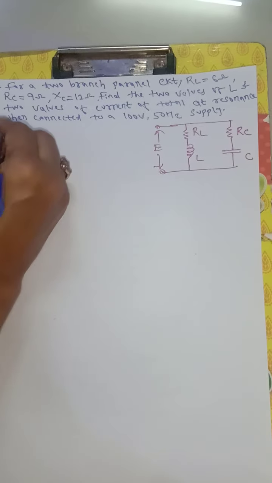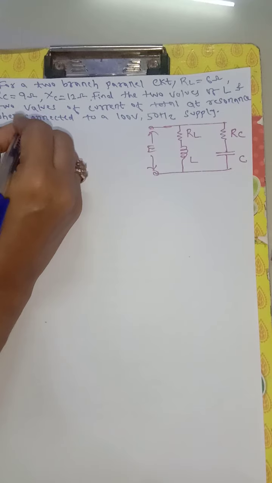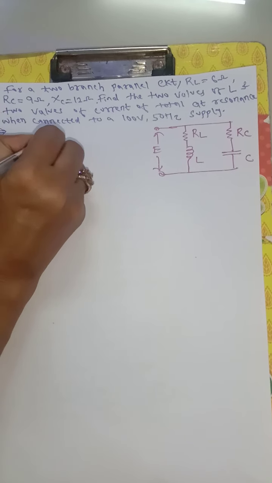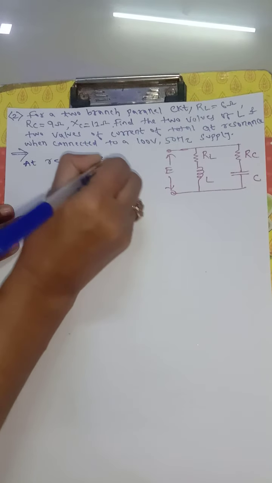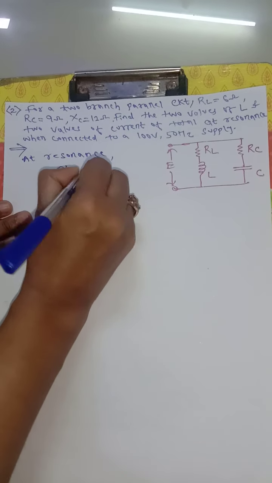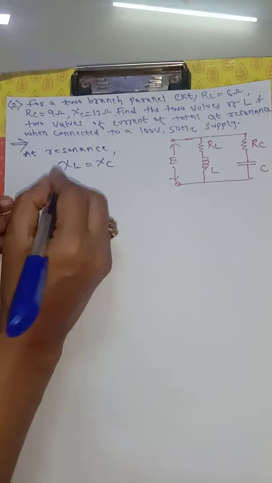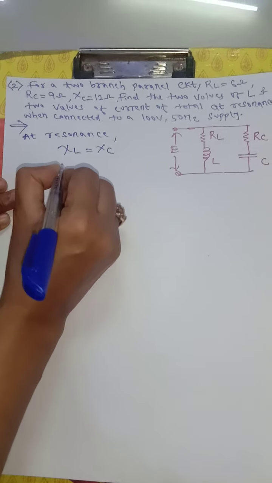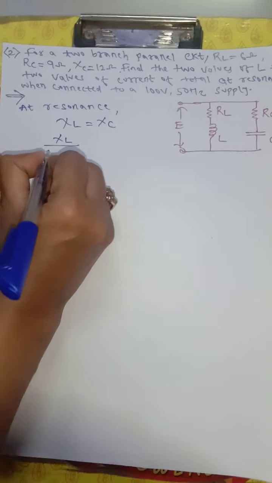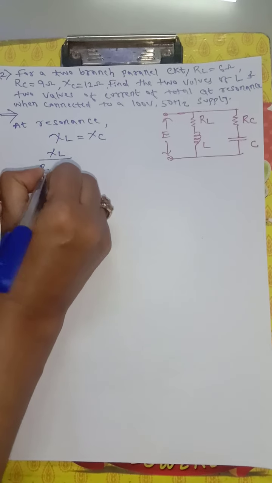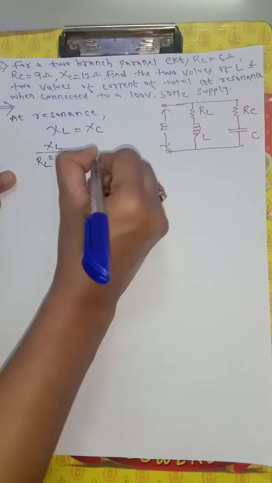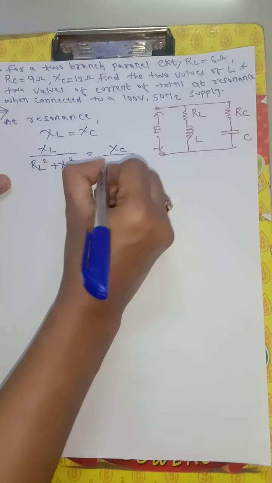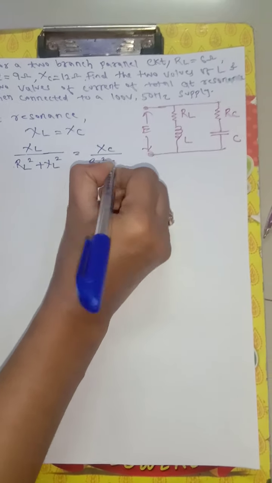How can we simplify? At resonance, we know very well in the parallel resonance circuitry, what is that condition? That is XL is equal to XC. But how can we simplify this XL and XC? We can simplify this XL and XC as in these two branches. What is my XL? That is RL square plus XL square, similarly XC square divided by RC square plus XC square.